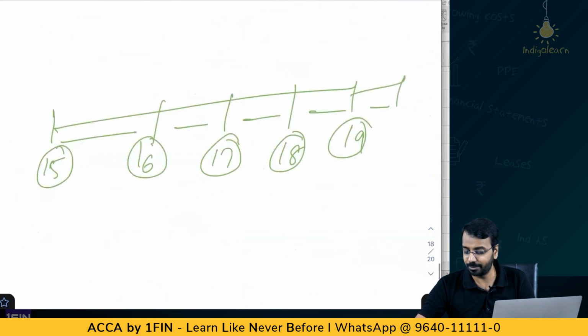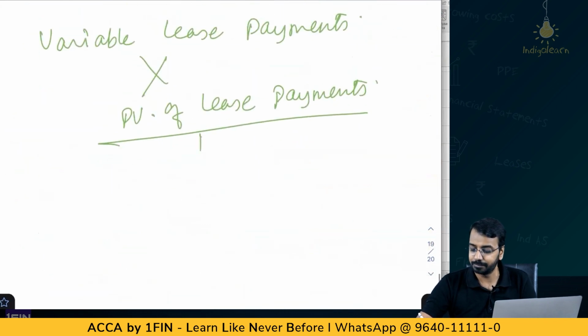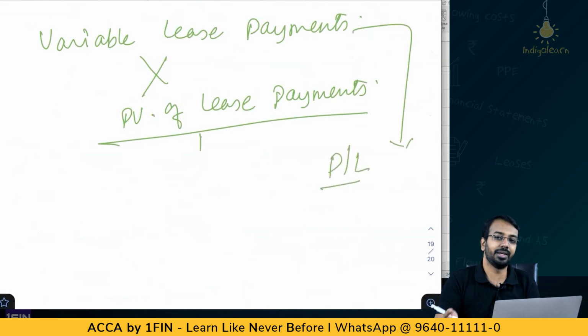Variable lease payments are not considered in this particular part. Then what do we do with this variable lease payment? We will recognize it in P&L as and when the amount is paid. So whenever the amount is paid, that part will be taken to P&L, right?